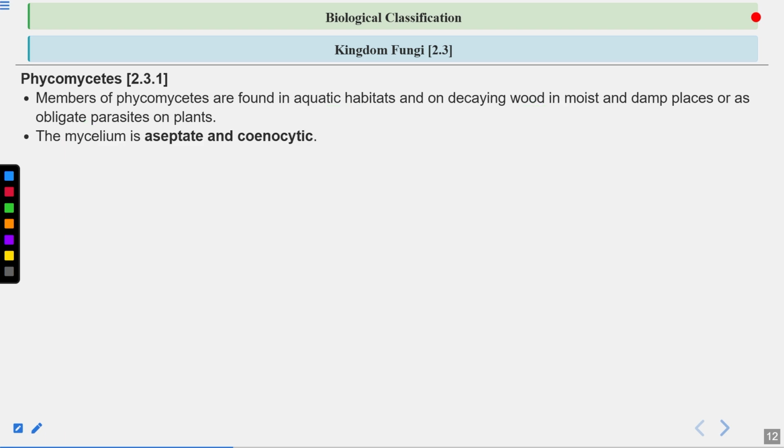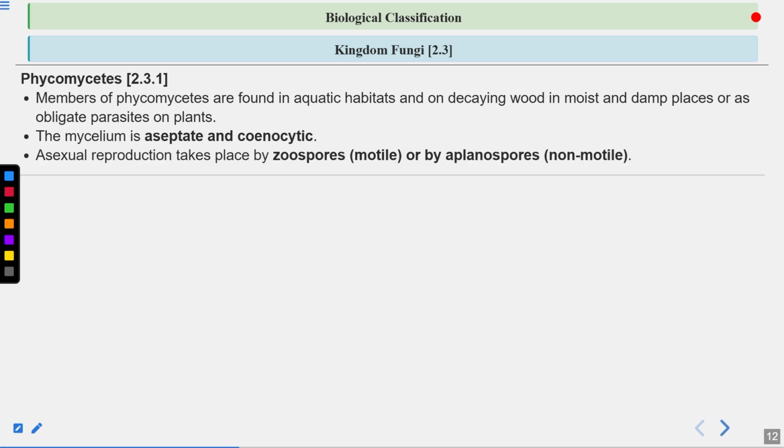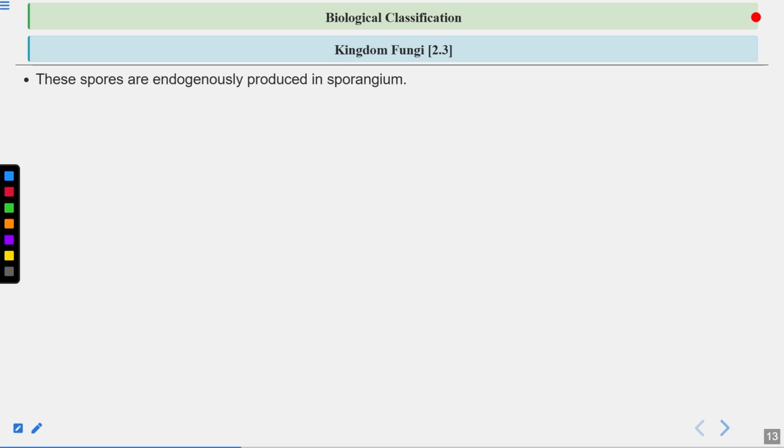Mycelium is aseptate and cenocytic. Again, remember this. Mycelium is aseptate and cenocytic in Phycomycetes; this is a characteristic feature of Phycomycetes. A question can come from here. Asexual spores, remember, zoospores are motile. You should remember this. Aplanospores are non-motile. Again, remember this. From NEET point of view, these spores are produced endogenously in the sporangium.